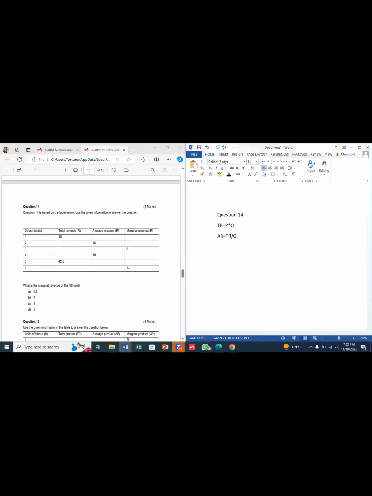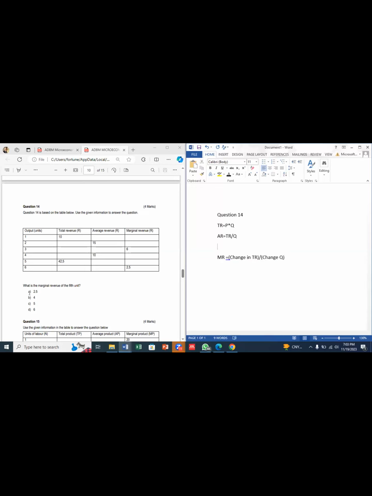Then, okay, let me just sum all of this. Then we have marginal revenue. Marginal revenue is given by calculating the change in total revenue, TR, divided by the change in quantity. So we're going to be illustrating how to calculate each of those.